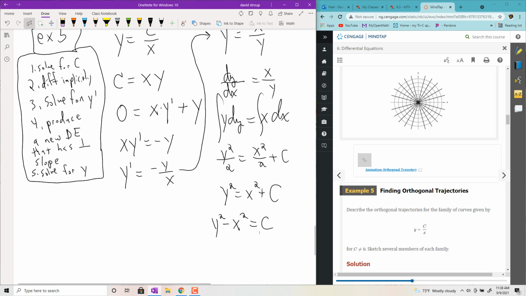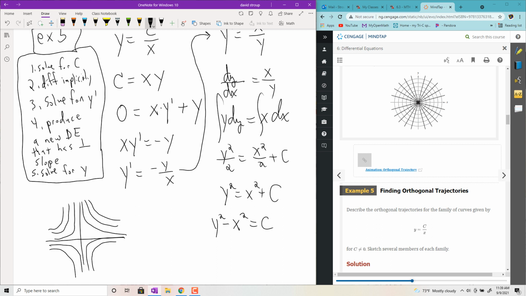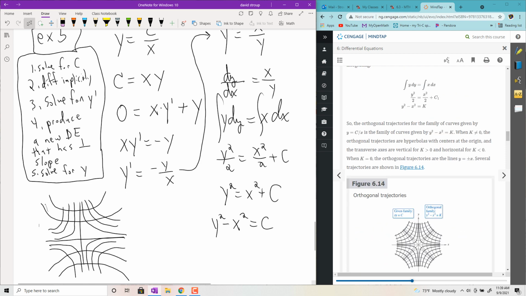I guess the original family would be a bunch of things like this, or even things like this, for varying values of c. And then this orthogonal family is a bunch of hyperbolas, so they'll probably be going like this. And you see they're going to intersect those curves at right angles.